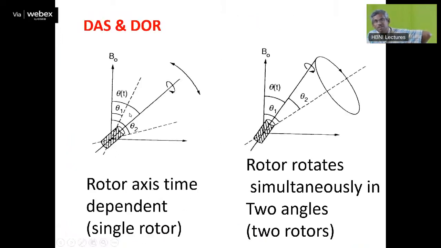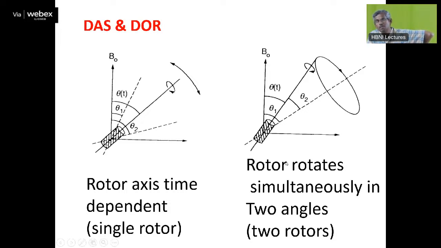You see here, I am changing the rotation axis as a function of time. So here only a single rotor is there. Rotor means sample container, correct? Only one sample container is there. I only change the axis. This is somewhat cumbersome, but nowadays modern equipment is there in which you can change the axis of rotation periodically as a function of time.